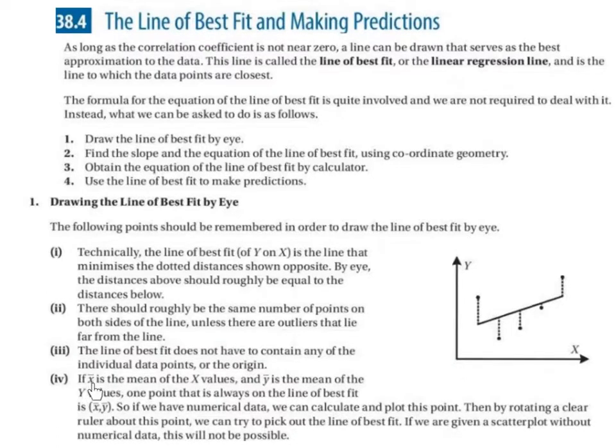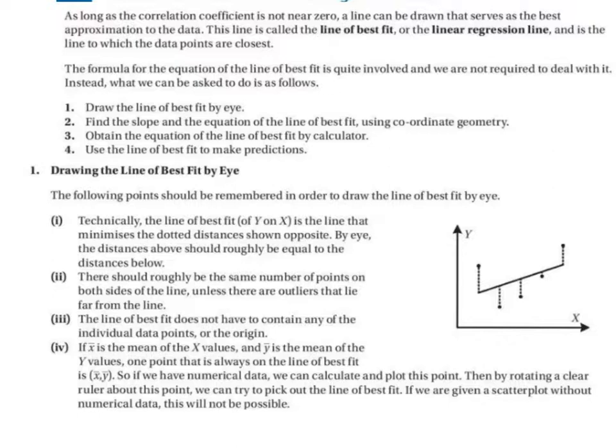If x bar is the mean of the x values and y bar is the mean of the y values, one point that is always on the line of best fit is (x bar, y bar). So if we have numerical data, we can calculate and plot this point. Then by rotating a clear ruler about this point, we can try to pick out the line of best fit. If we are given a scatter plot without numerical data, this will not be possible.